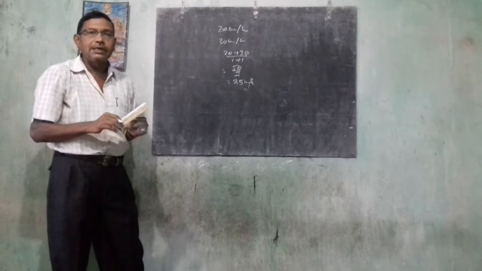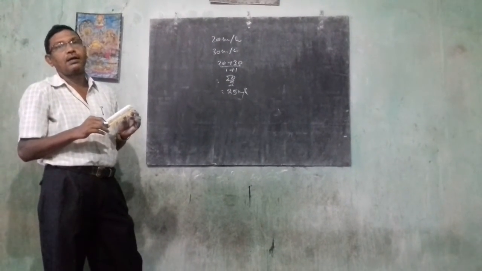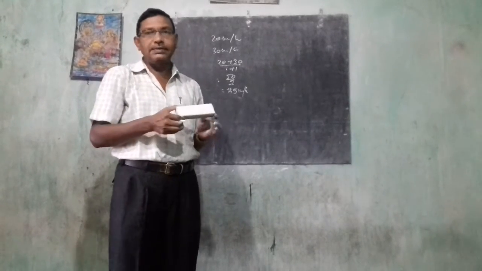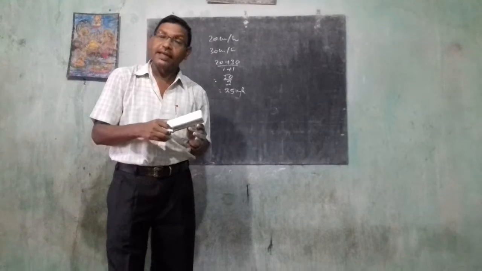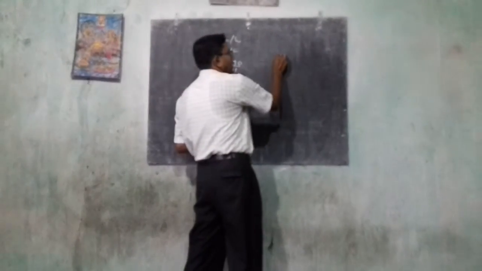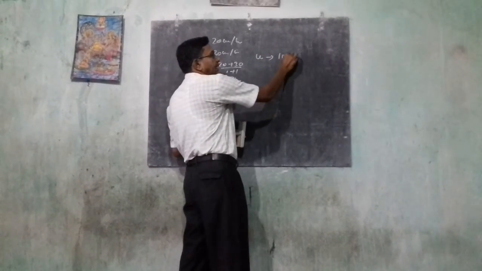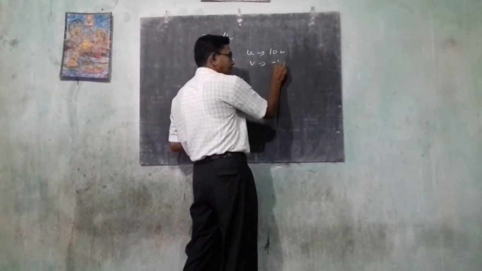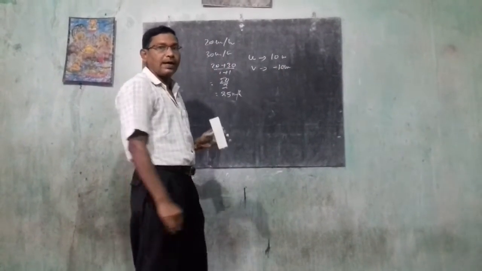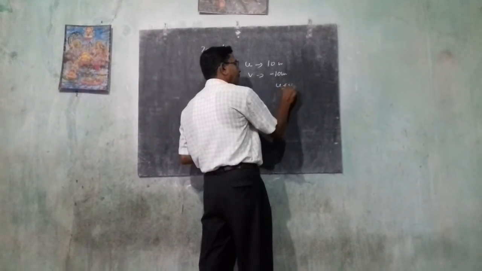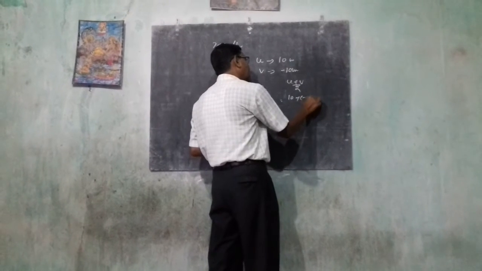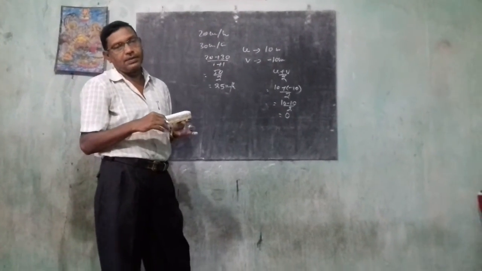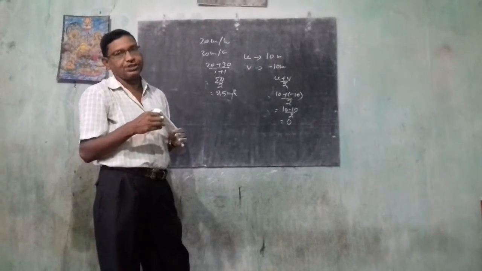Suppose, what is the average velocity when a person goes from one place to another place and returns back to the same place? Going from one place to another is 10 km, so our initial velocity u is 10 km. Returning back to the same place is also 10 km, but the return is minus 10 km. So average velocity means displacement, u plus v by 2, equal to 10 plus minus 10 by 2, equal to 10 minus 10 by 2, equal to 0 km per hour. This is our average velocity. Okay?